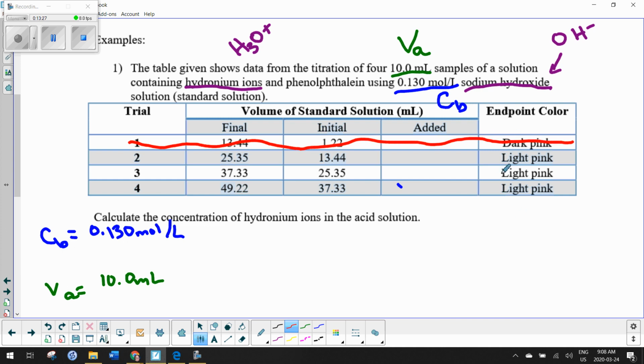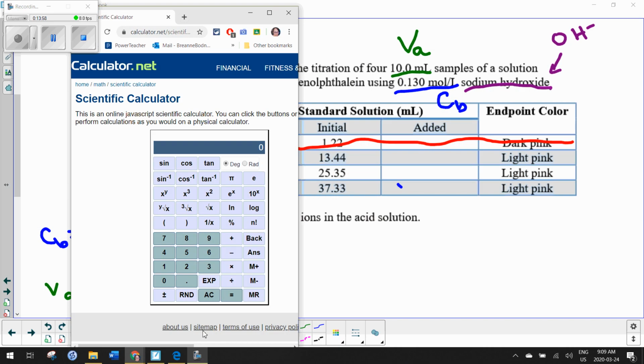Now I need to use these 3. So how many milliliters did I add if I had a final volume of this and an initial volume of this? In these, you would subtract, because it's always final minus initial. So this is where you get out your handy dandy calculator.